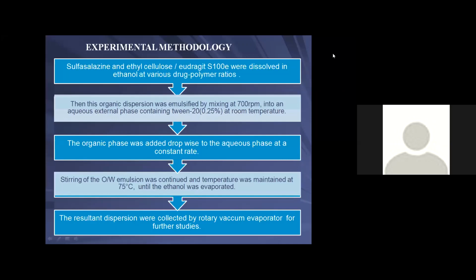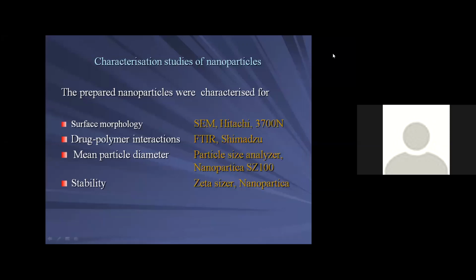Then it leads to formation of an oil-water emulsion. Upon evaporation of the solvent, it leads to formation of nanospheres. The obtained nanoparticles were characterized for surface morphology, drug-polymer interaction, mean particle diameter, and stability. The surface morphology was determined by SEM, and drug-polymer interactions were studied by FTIR. The mean particle diameter was measured by particle size analyzer. Stability was also determined by zetasizer.